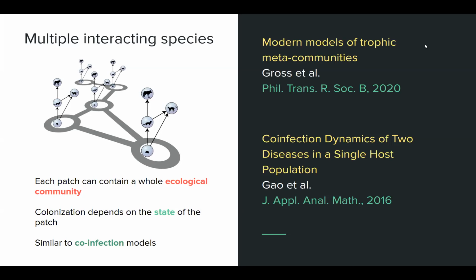And recently, actually, I just read this in the past couple of weeks, there was a beautiful review by Gross et al. in Philosophical Transactions, where they review what it is that we're trying to do, and what are the main obstacles to developing a full theory for this type of case. This picture is taken from that paper. In the realm of infectious diseases, what we're thinking of now is co-infection, right? The same individual could be infected by multiple pathogens at the same time, and these pathogens could be interacting with each other.